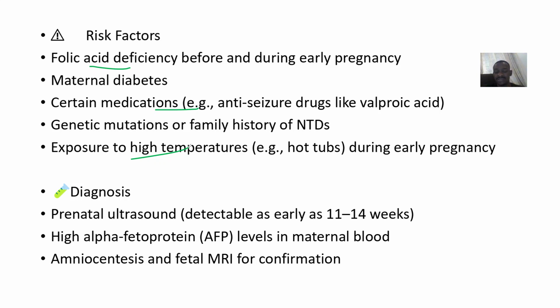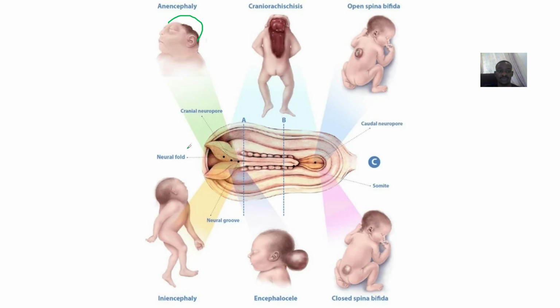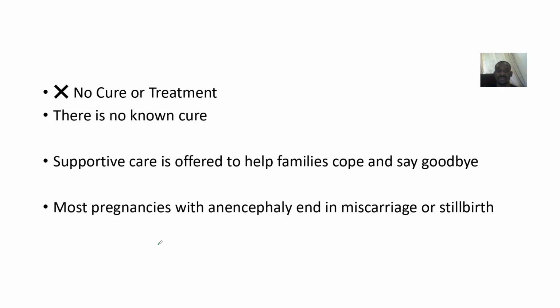So diagnosis is by prenatal ultrasound, just before you even give birth to the baby. You're doing an ultrasound to look at how this baby is in utero. Also, if you check alpha-fetoprotein levels, if they are high, it's a problem. You can also do amniocentesis, where you take out some amniotic fluid to do the testing, then fetal MRI just to confirm. So there's no cure, but supportive care is offered to the families to cope and say goodbye, because the baby will always die.